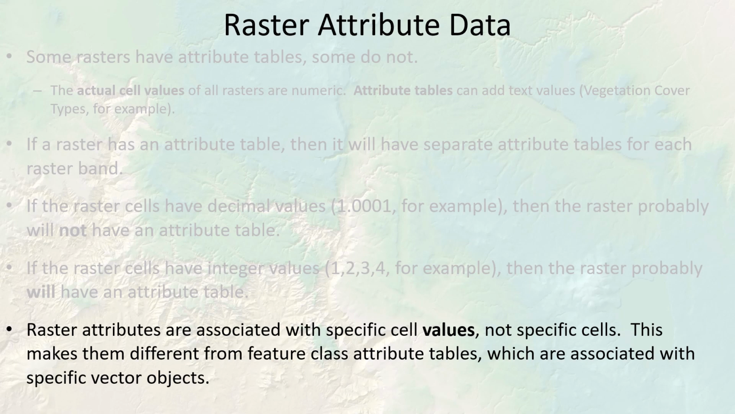Now this is different than feature class attributes. Remember that a feature class attribute corresponds with a specific geometry. The raster attributes, they correspond with a cell value. So that cell value can exist anywhere on the landscape, and they all are associated with the same attribute values.